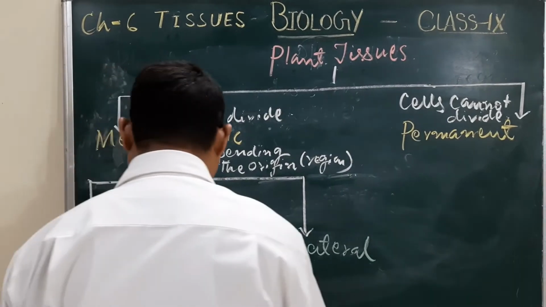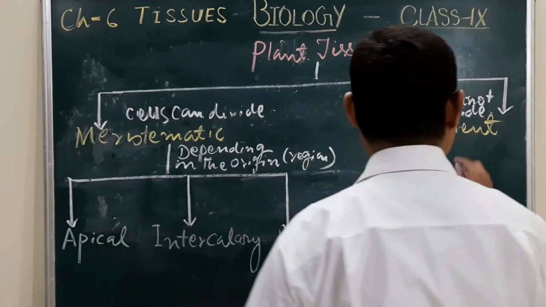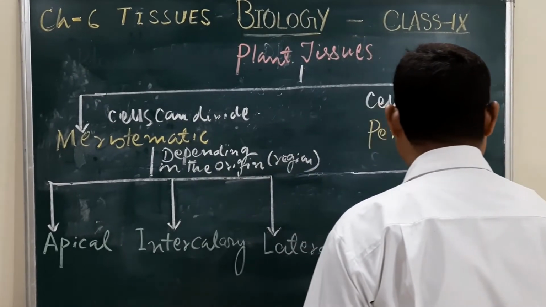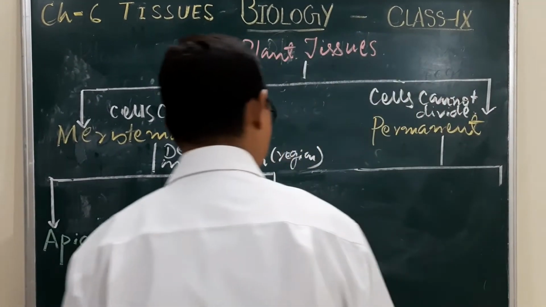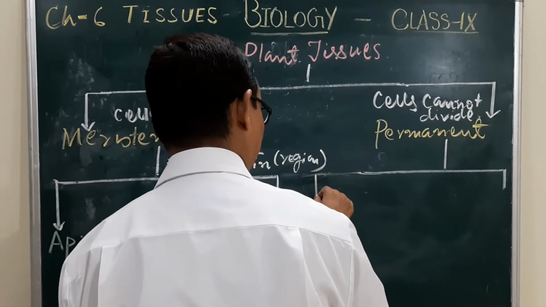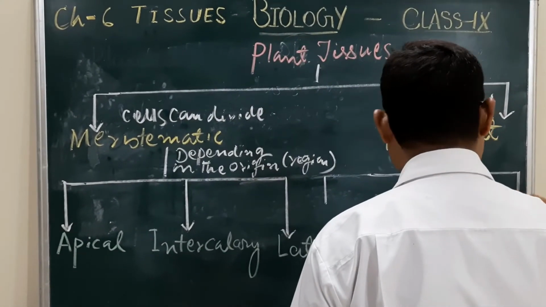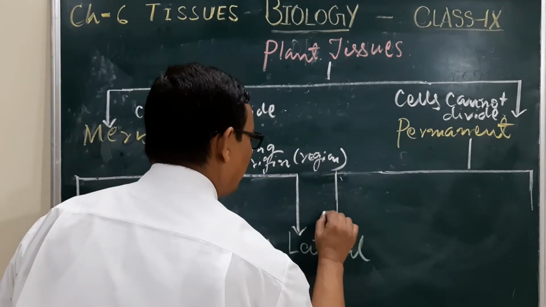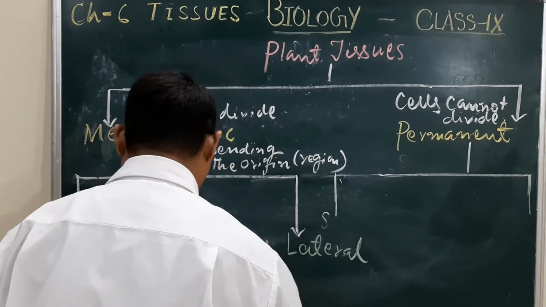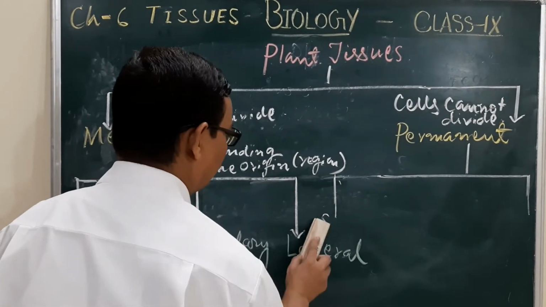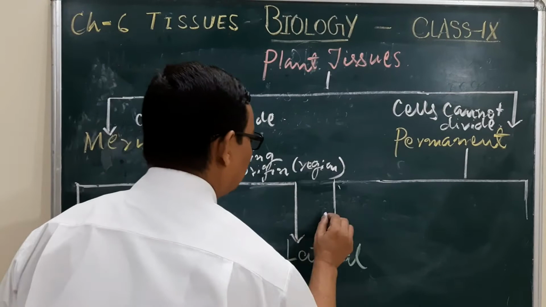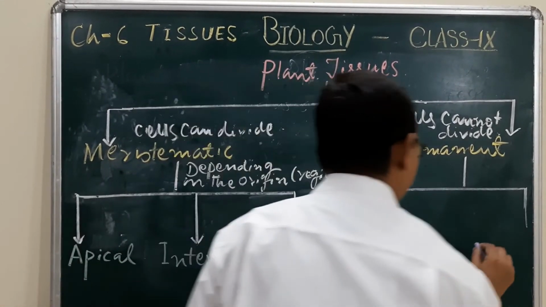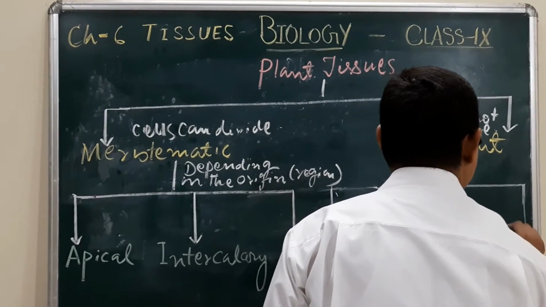And now here on this side, permanent tissue is mainly classified into two types: simple and complex.